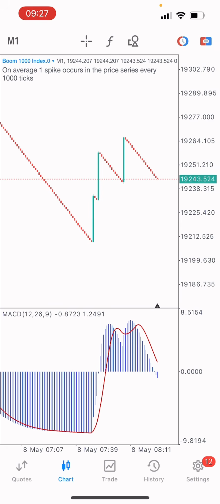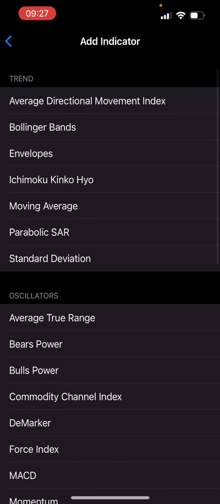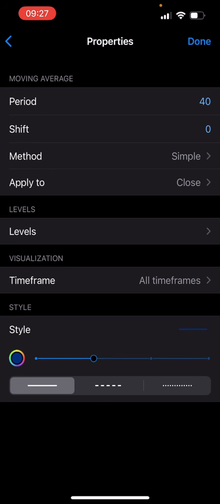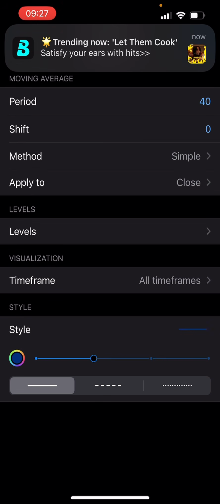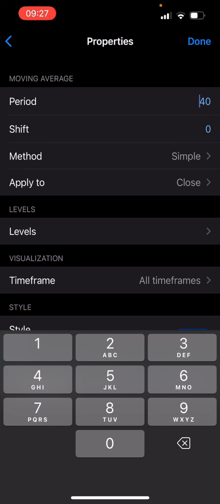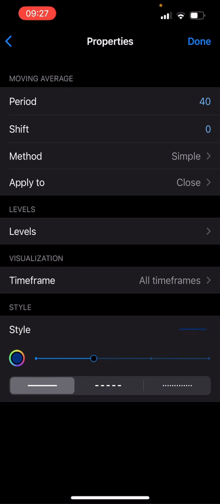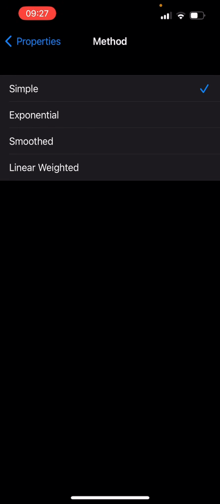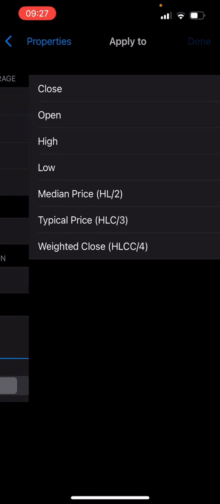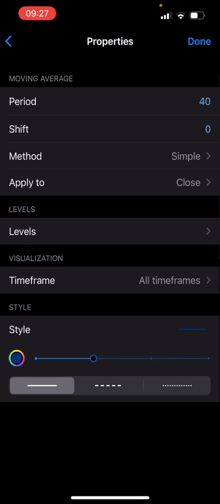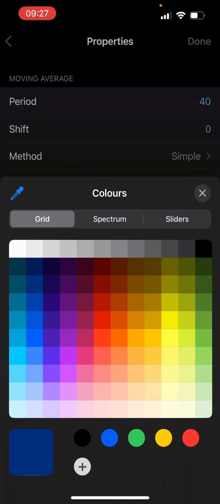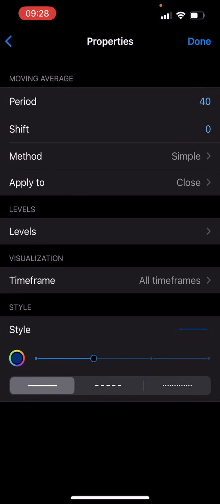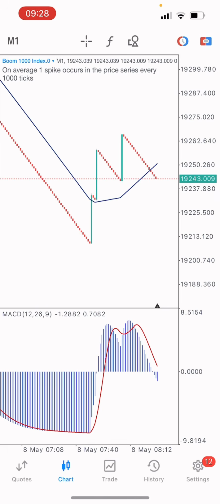So this is it guys, we have our setup here already, but let me set the next indicator on the main window. Put moving average and set it on period 40, shift 0, method simple, then apply to close. Ignore the levels. For the style you want to use 2 pixel and make the color blue. Then you click done.